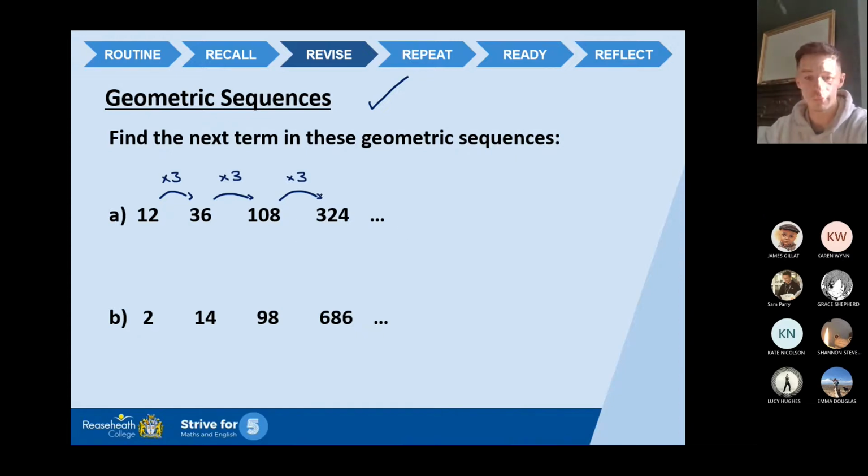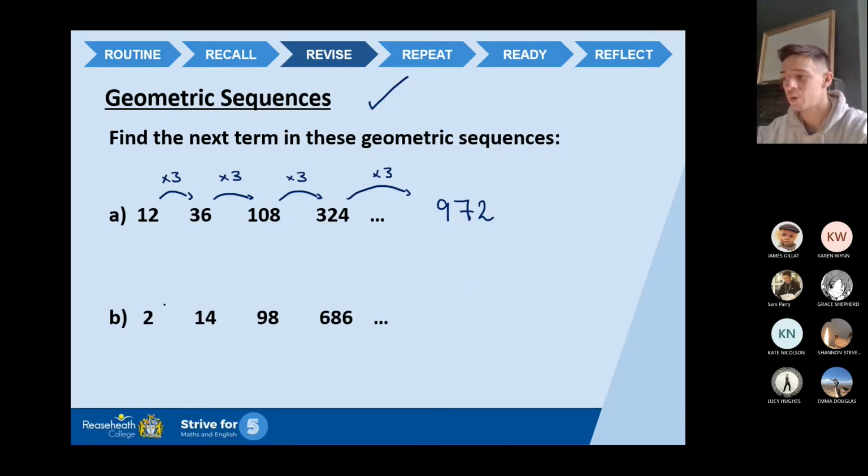So the next one, yeah, tripled, James, brilliant. So the next one, I'm going to have to triple it, I'm going to have to times it by 3. So 324 times by 3 will give me 972. That is a geometric sequence. We're multiplying the numbers, and they get bigger and bigger and bigger. The gap is changing every time.